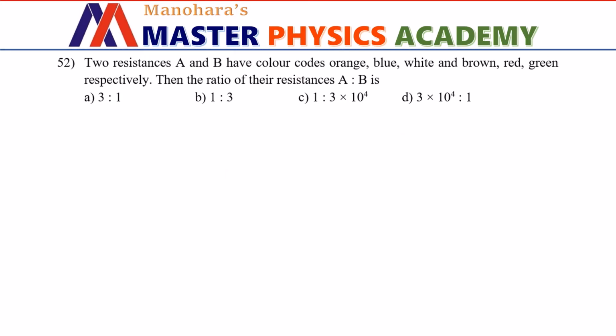Two resistances A and B have color codes orange, blue, white and brown, red, green respectively. Then the ratio of their resistances A to B is? So for resistance A, the color code is orange, blue and white. And for resistance B, the color code is brown, red and green. Here the fourth band is missing, that means they have not mentioned the tolerance. That's fine, only the resistance value we need to find here.